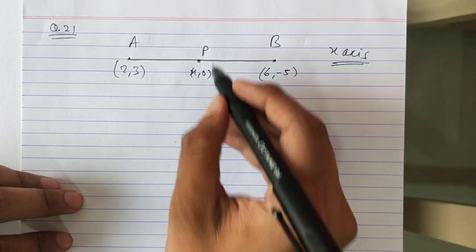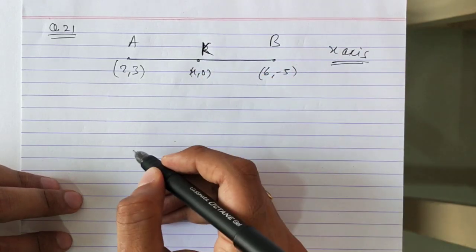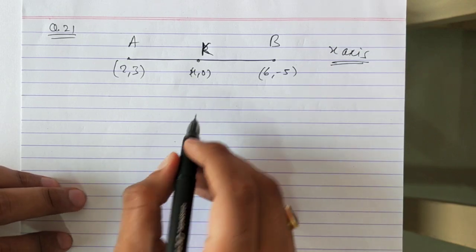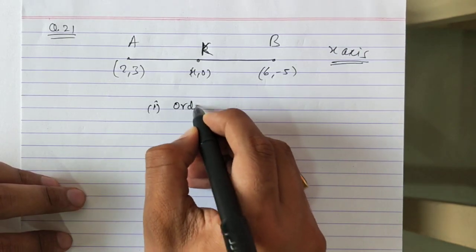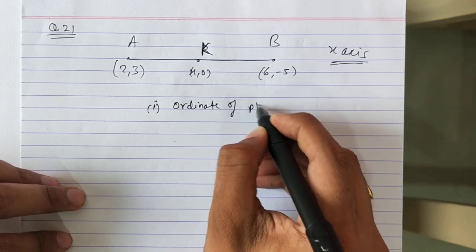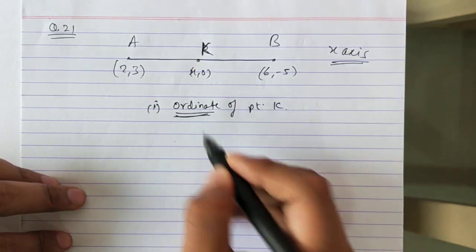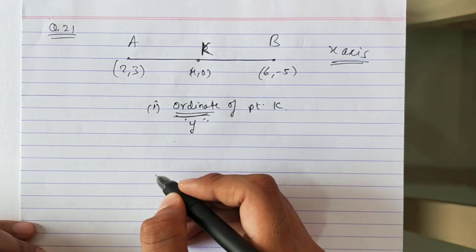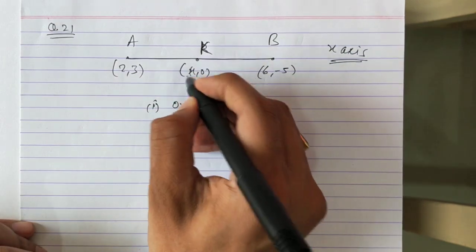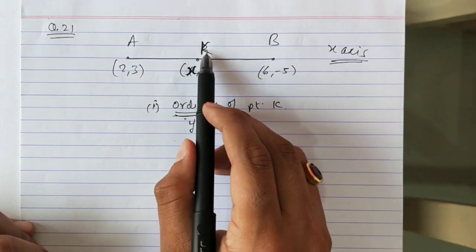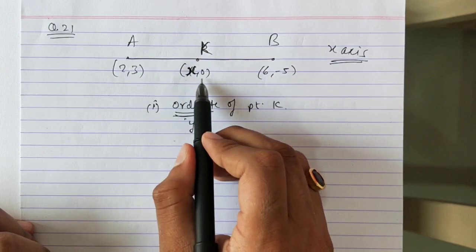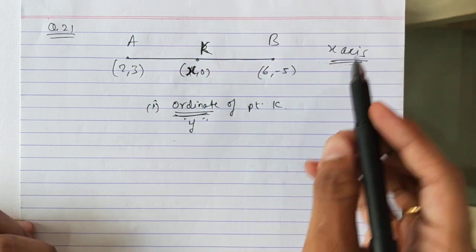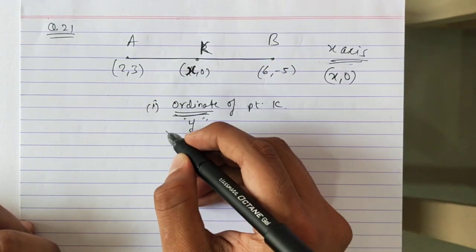Intercepted by the x-axis at point K. This is named as K here. Write down the ordinate of point K. What does ordinate mean? In the distance formula in 9th standard we have studied that ordinate means y. So for this point K, x we don't know, y is 0 because the point is on the x-axis. If a point is on the x-axis, it is taken as x, 0.